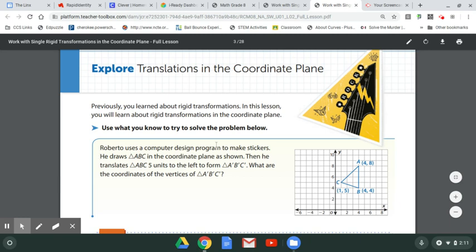Roberto uses a computer design program to make stickers. I guess this is the sticker he's going to make. He draws triangle ABC in the coordinate plane as shown. Then he translates ABC 5 units to the left to form A prime, B prime, C prime. What are the coordinates of the vertices of A prime, B prime, C prime?